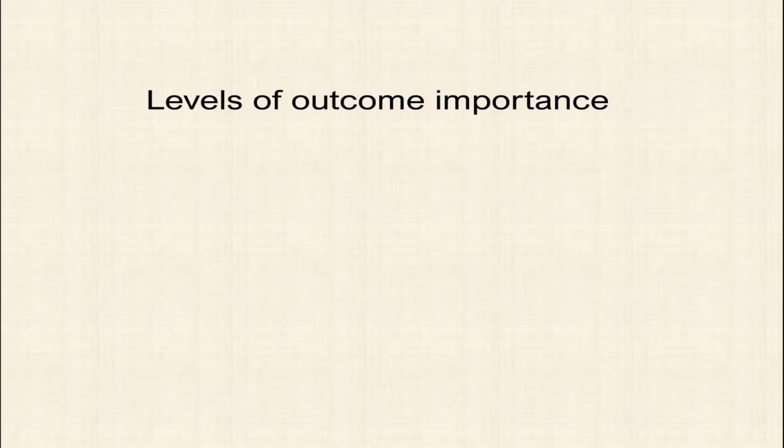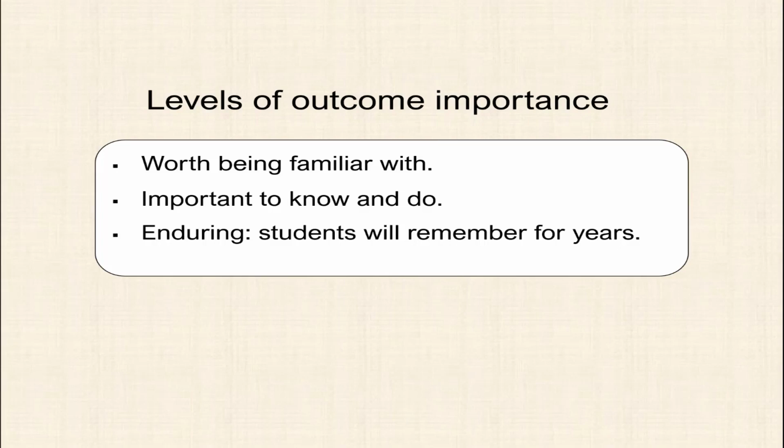So let's talk about levels of outcome importance. When we write the outcome, is it something that is worth the student being familiar with? Or is it important for them to know and do? If it's just worth being familiar with, that's different than being important to know and do. And finally, the third level is how enduring is that outcome? Is it intended to be enduring so that students will remember for years what they learned? So those are the levels of outcome importance.